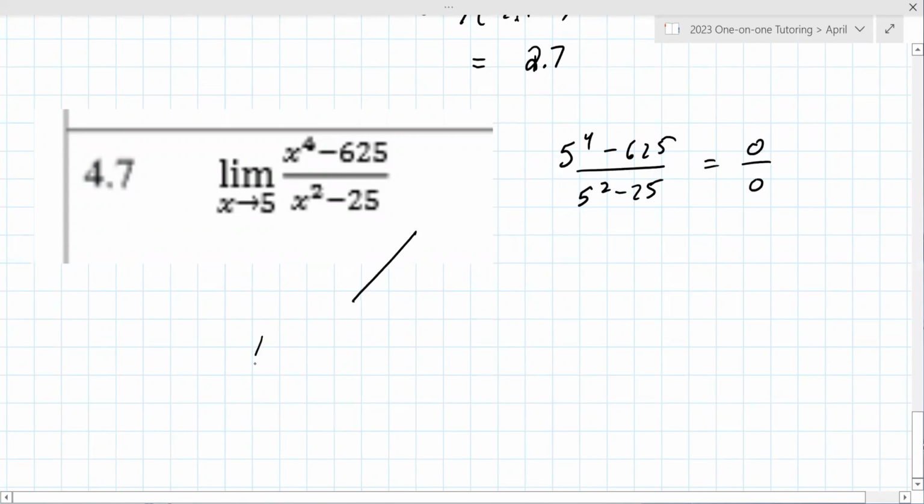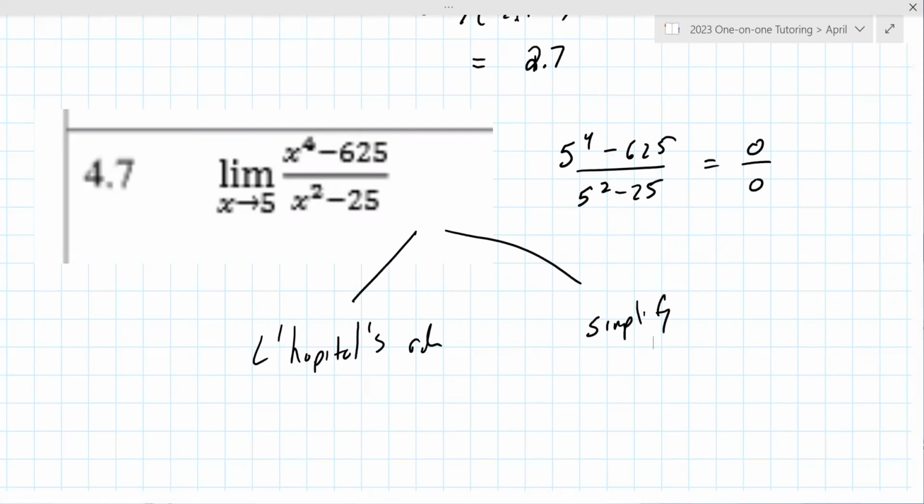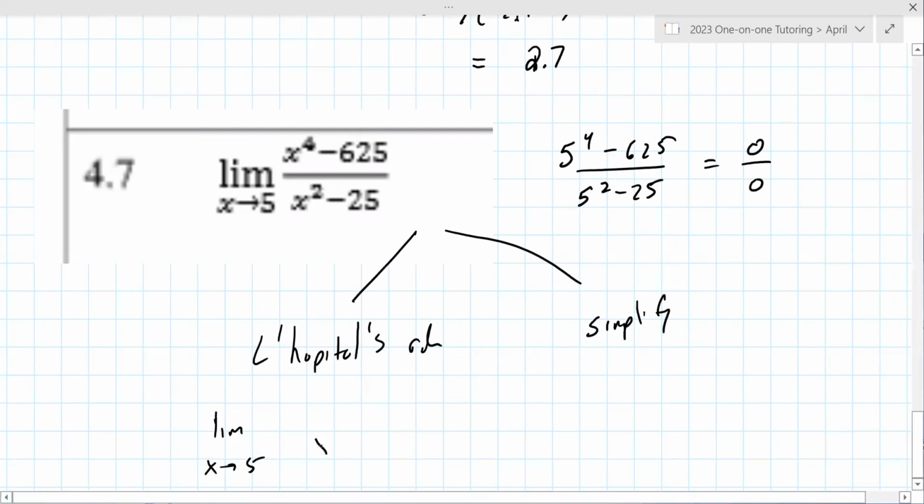Two approaches here. You could use L'Hopital's rule, which is probably what most students would do. Can't you simplify? Or you can simplify first. Yeah, x squared minus 25 and x squared plus 25. And that's probably faster because it cancels out, but it depends if you see that. Some students might not see that. So you get the limit as x approaches 5 of x squared plus 25, which is 50.